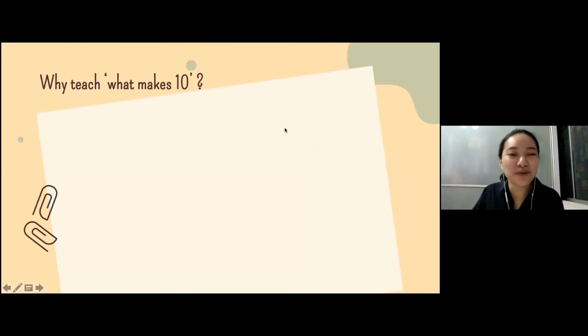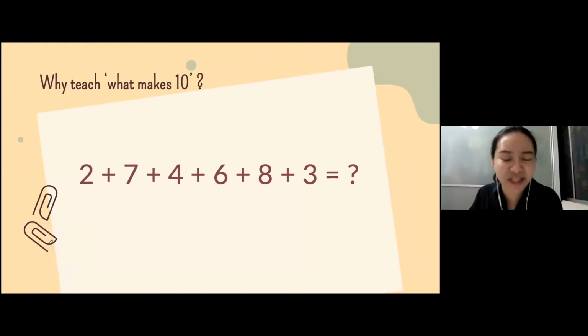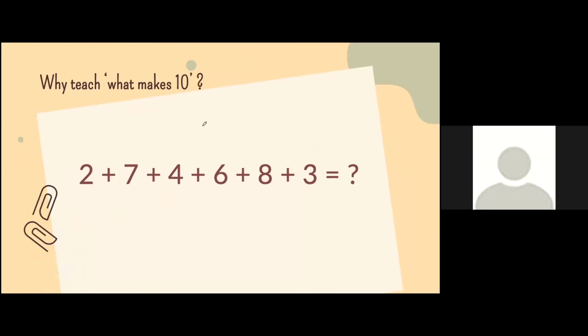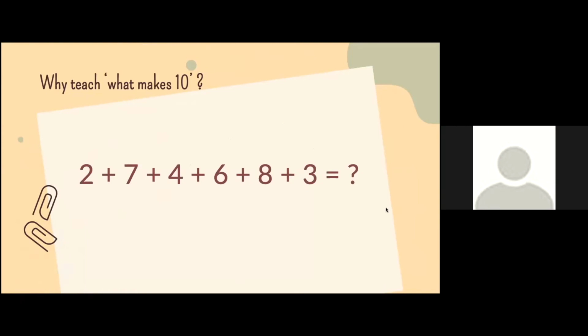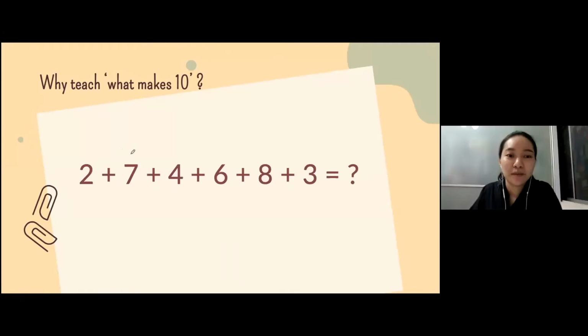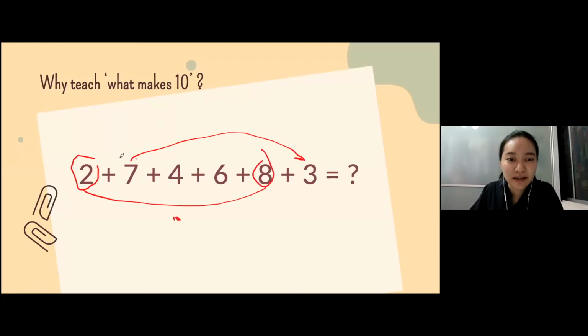Okay, so why do we teach what makes 10? Let's look at the question here. So how would you count this addition equation? Would you use 2 and then plus 7 and then plus 4 and then plus 6? Oh my God, you will get lost in the numbers. So how about we find the make 10 combinations? I know 2 and 8 can make 10. So I have 1 ten. 7 and 3 makes 10.